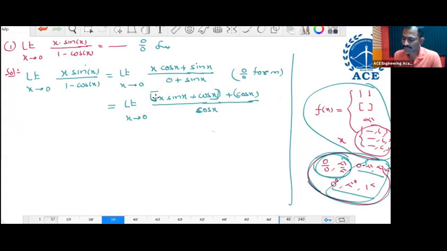The numerator is not becoming 0. Therefore, it is not 0 by 0. Directly write the value of the limit. Don't find the next order derivative. Stop here and write the value. This is equal to 0 plus 1 plus 1 divided by 1, equal to 2. That's it. This is the first problem. Next, problem number 2.